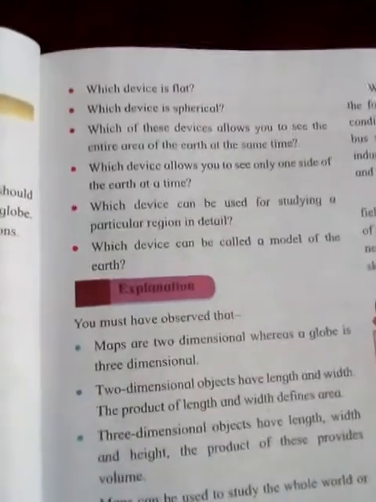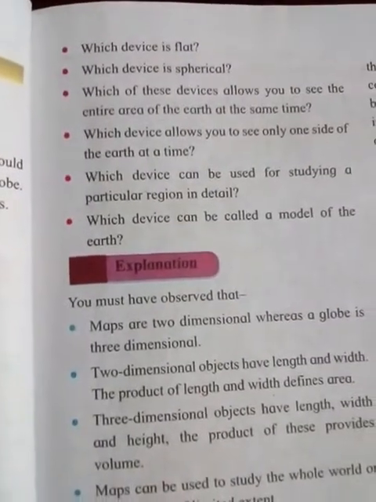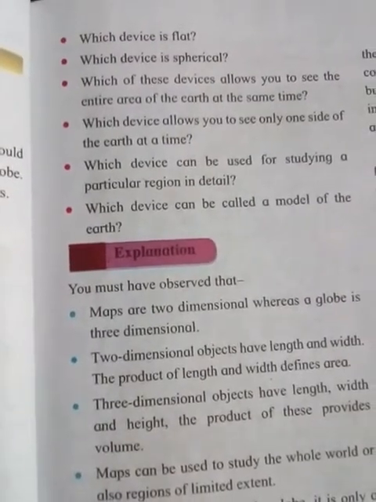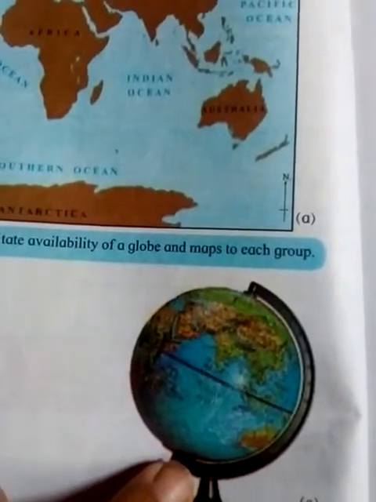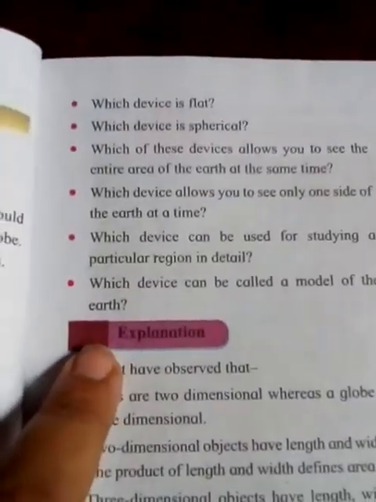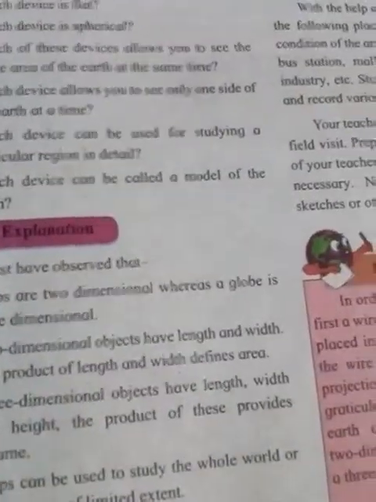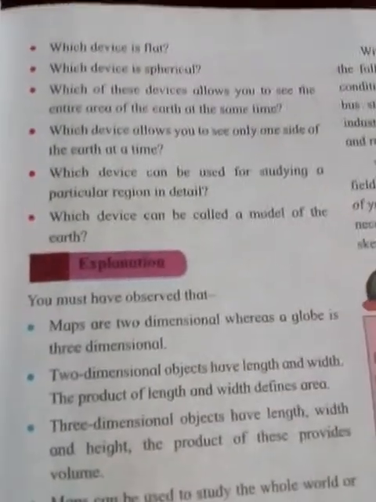Which device can be used for studying a particular region in detail? The map can be used for studying a particular region in detail. Which device can be called the model of the earth? The globe is called the model of the earth. You understand the difference between these?